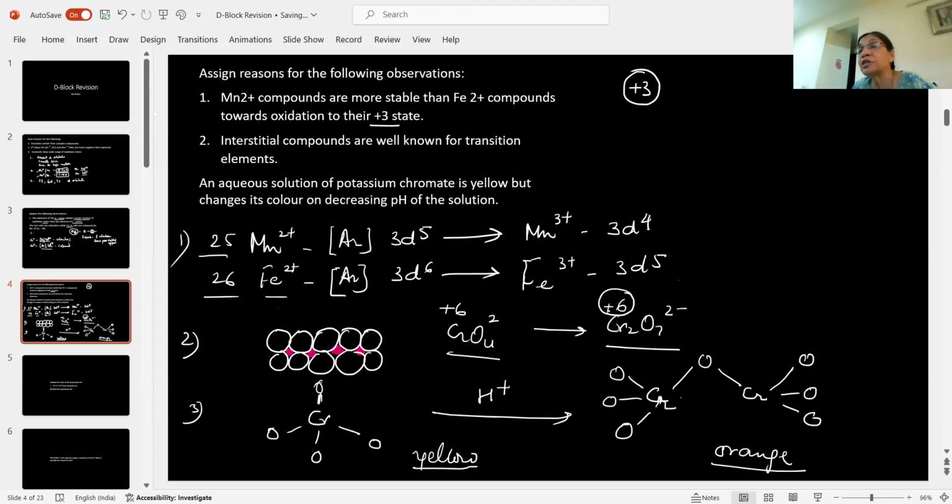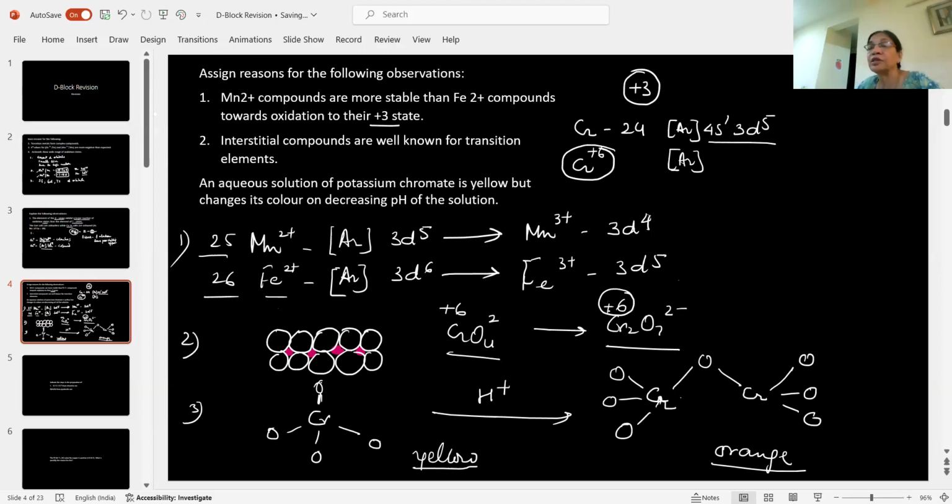Why is the +3 oxidation state of chromium stable? Chromium is 24. What is the configuration of chromium? It is argon 4s1 and 3d5, right? If I write Cr +6, then what is the configuration? It will be argon. All the electrons of this shell are removed. So this is obviously very stable because the configuration becomes like argon.